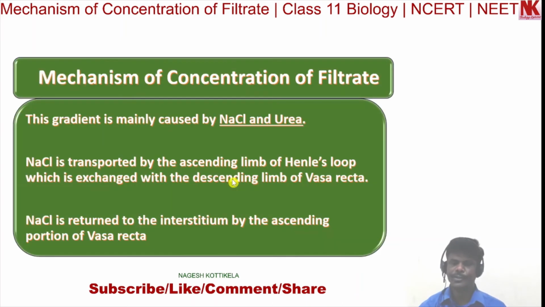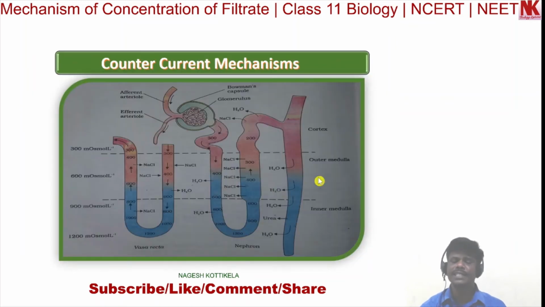Okay, now this gradient is mainly caused by sodium chloride and urea. Sodium chloride is transported by the ascending limb of Henle's loop, which is exchanged with the descending limb of vasa recta. It can be seen here.